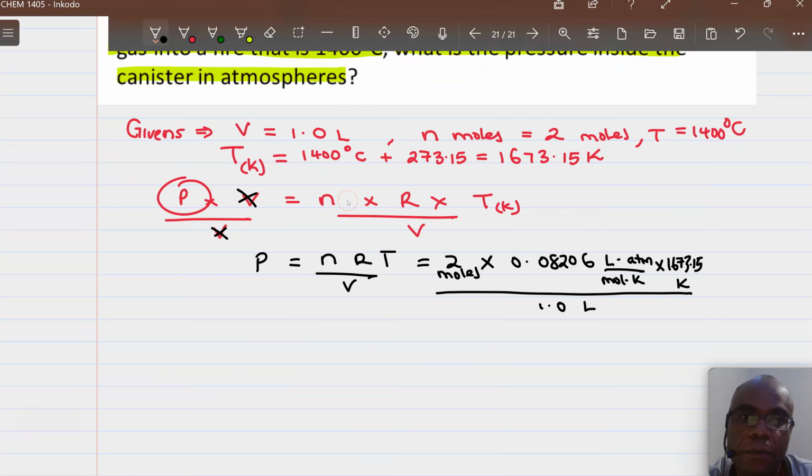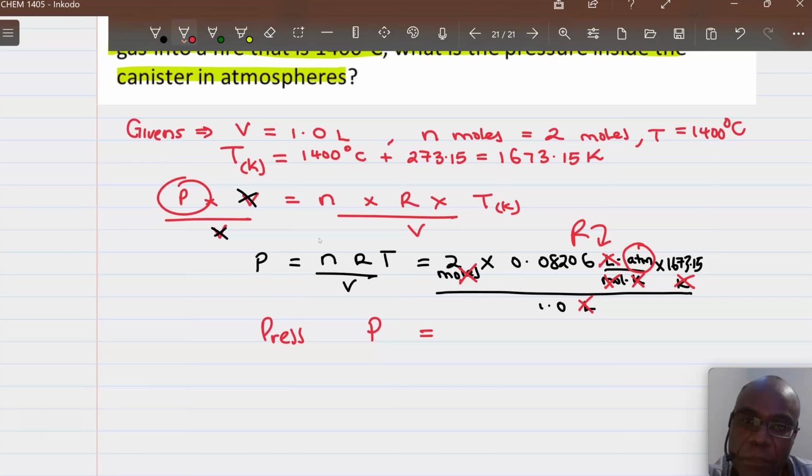Now, doing so, you realize that some units will cancel out. The liter and the liter will cancel out. The moles and the moles will cancel out. The K and the K will cancel out. We are only left with ATM, which is why our units must match the SI unit of the R gas constant, so we can have some cancellations.